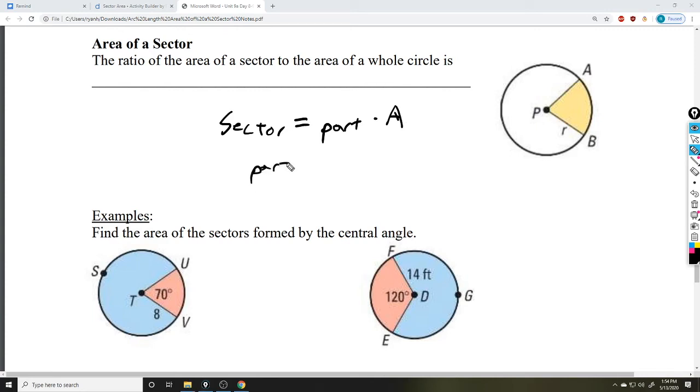So part is still the same thing it was before. It's the central angle divided by 360. And then our formula for area, remember, is pi r squared. So we're just using a slightly different formula than we used before. So it is a part of the area. Still find our fraction, figure out the total area. That's going to give you the area of the sector.